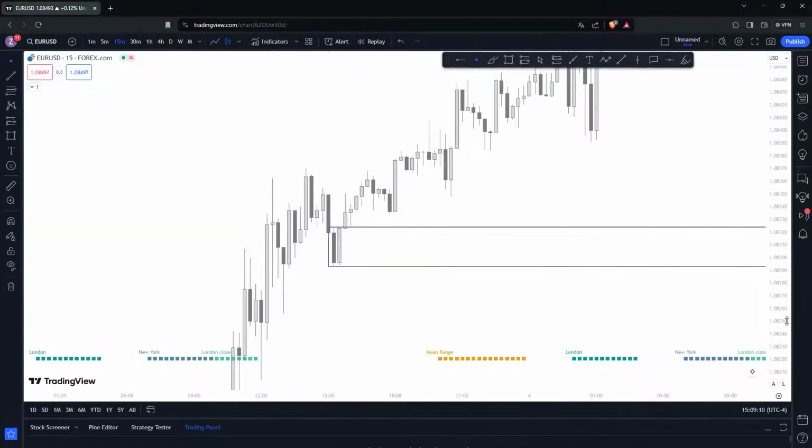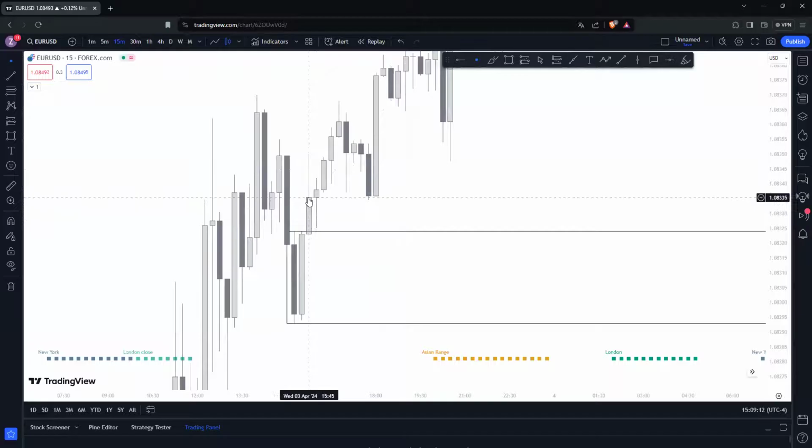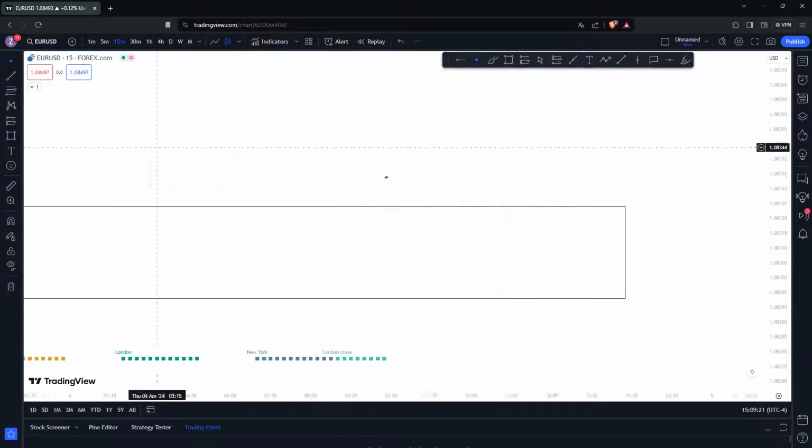Now, let's go back to this. It's the second candlestick that closed out of it, so it is fresh. It doesn't matter if it's the first, second, third, fourth, as long as price never came back after the closure here, then it is fresh.